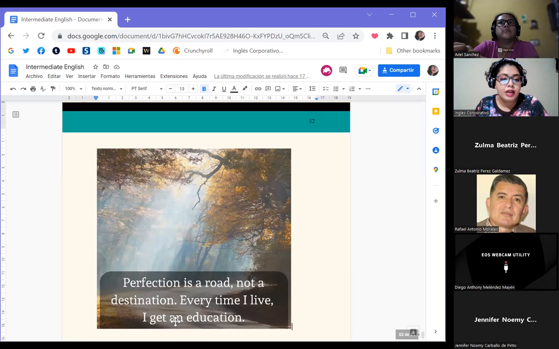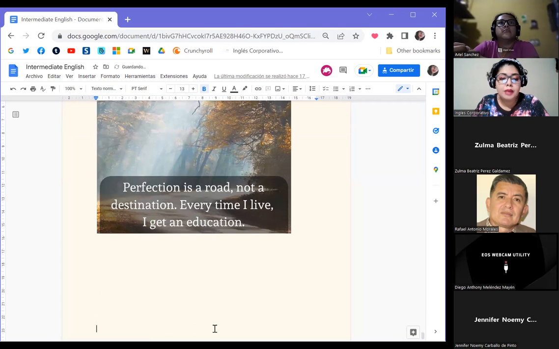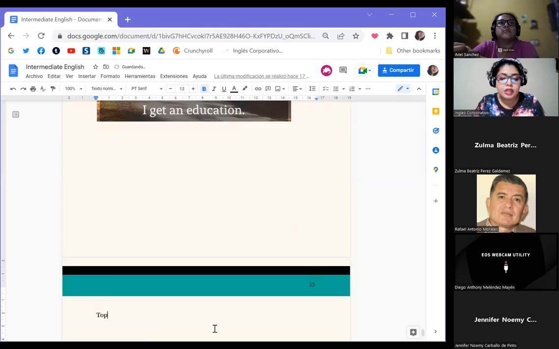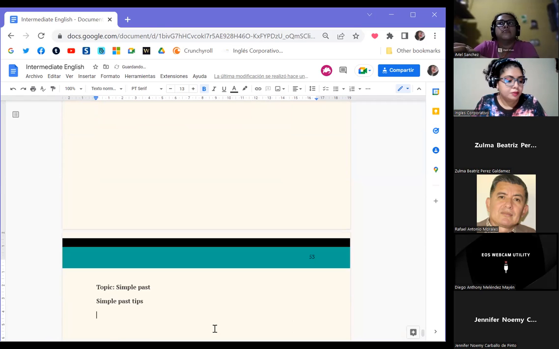So now, we are going to talk about the last part of this simple past topic. So we have part number 2, and it's some tips about this tense. So in this case, we are going to use the when clause that happened first. That is one thing that we are going to use with the simple past. So in that case, it's something that we need to keep in mind about the tense. So in this case, we are going to talk about when clauses.